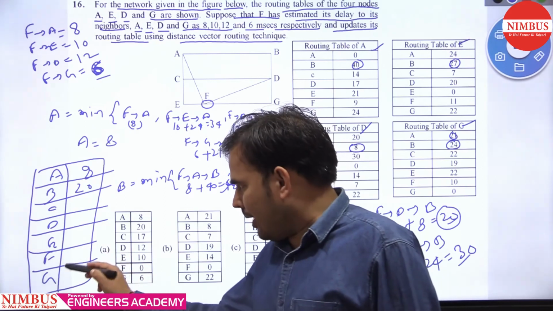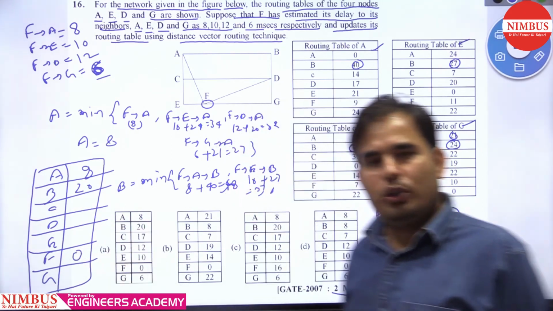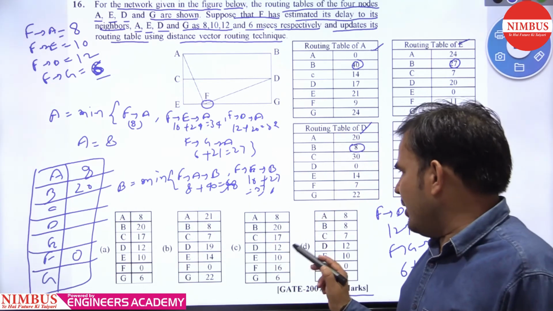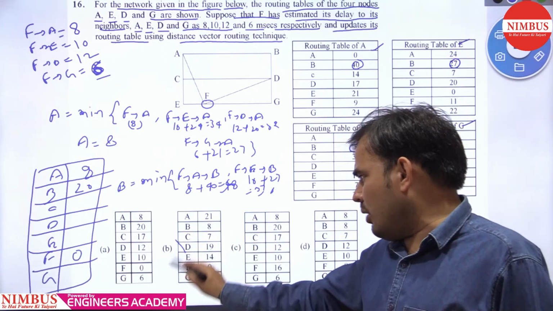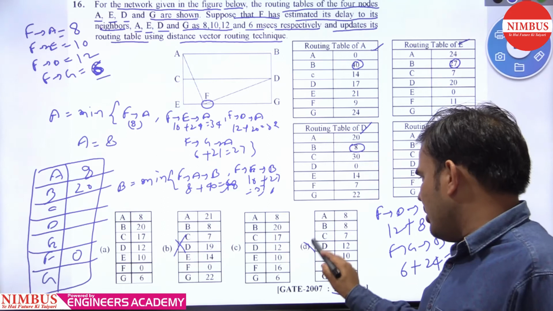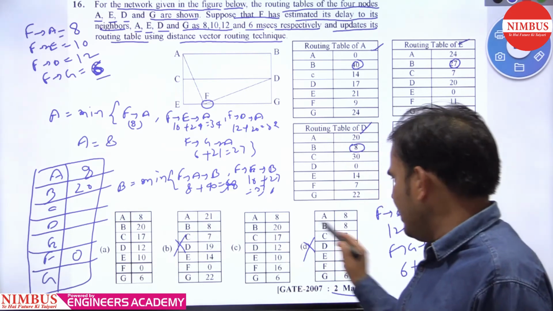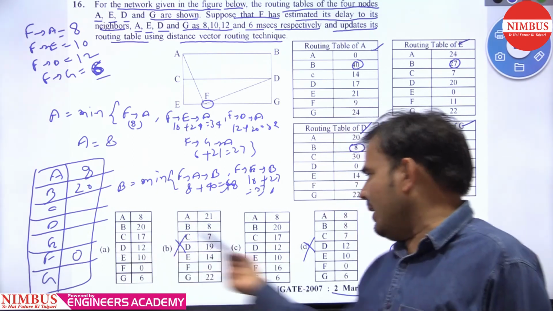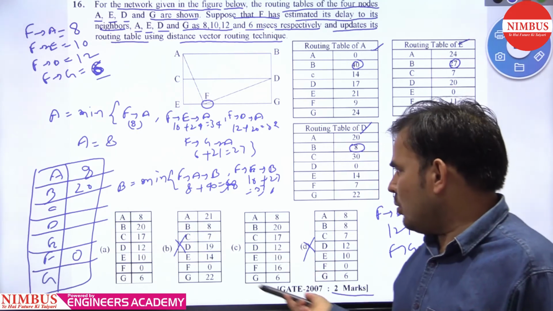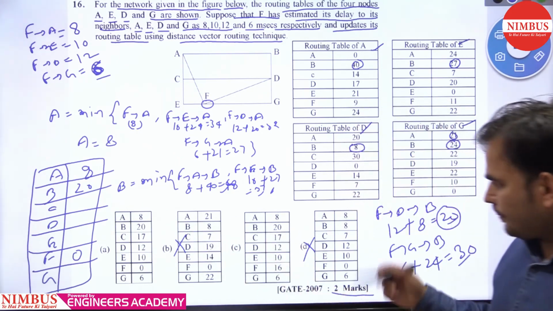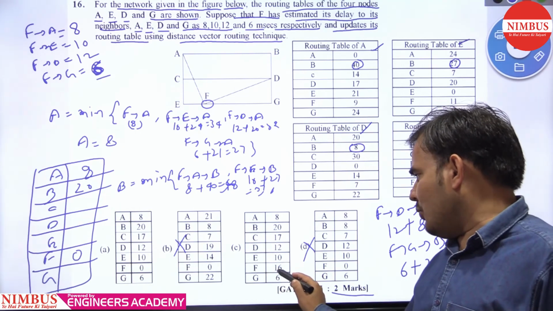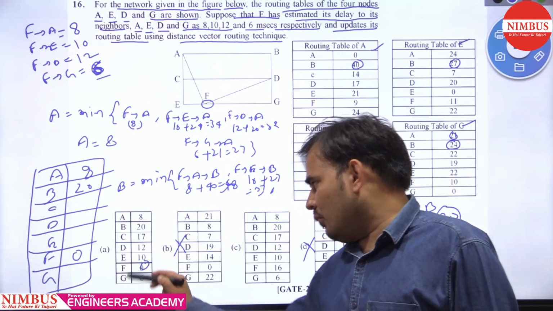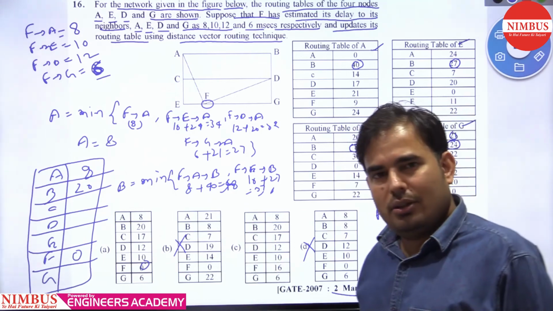And at the place of F, what you need to fill? 0. Where B's value is 20, here B's value is 8. So this is not the routing table for F, and you can eliminate these options, because here B is 8 and we are getting B as 20. So from options A and C you can choose the answer. We need to calculate the remaining things also. Here F value is 16, but F value is 0 here. So which option is correct? Option A is correct.